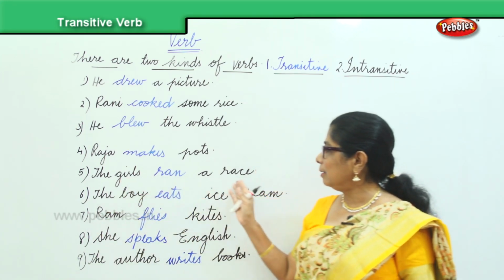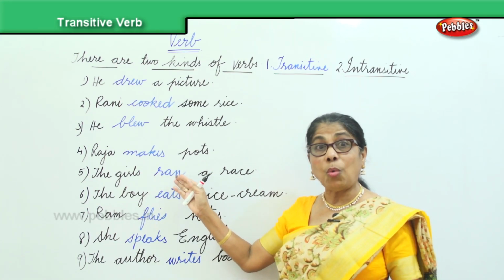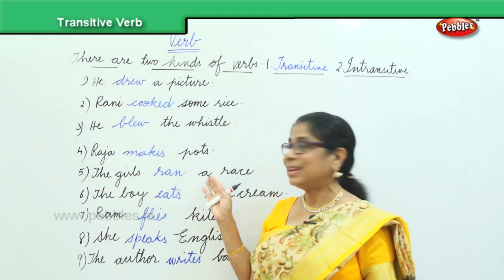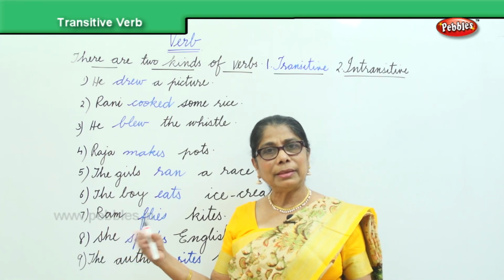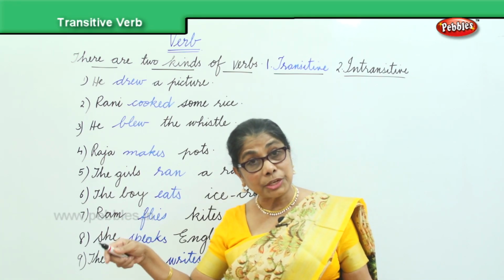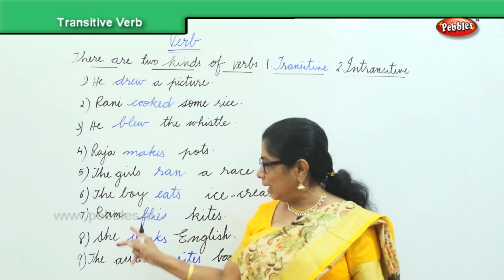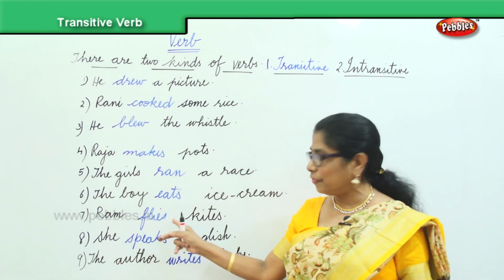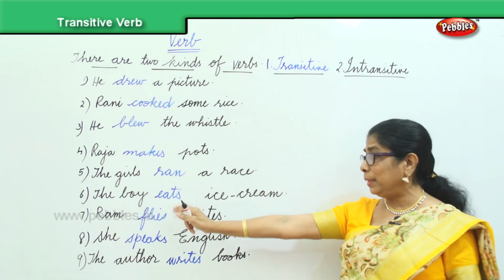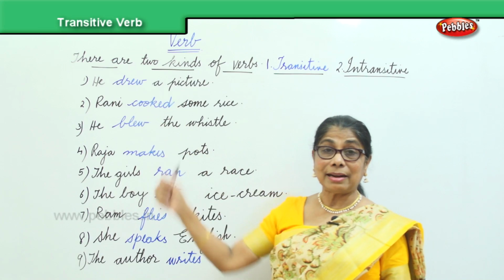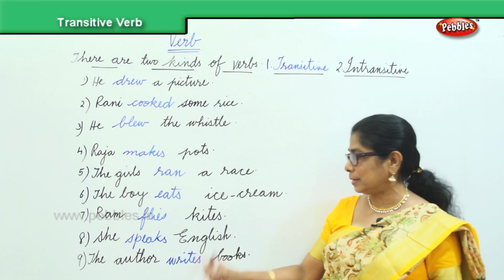The girls ran a race. The girls ran. The transitive verb ran needs an object. Ran what? A race. The object is the race. The boy eats. The subject, the boy. The transitive verb eats needs an object to complete. The object here is ice cream. What does he eat? Ice cream. In the seventh sentence, Ram flies. Ram, the subject, needs an object, kites, to complete the verb flies. The transitive verb flies is completed by the object kites.